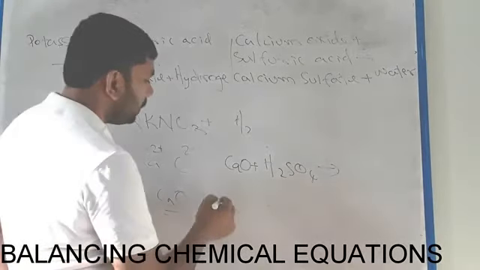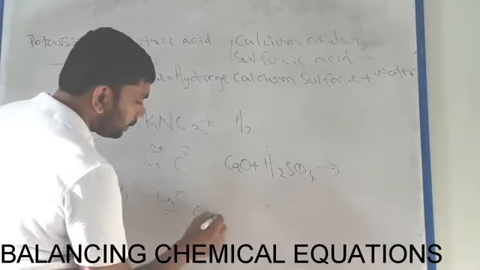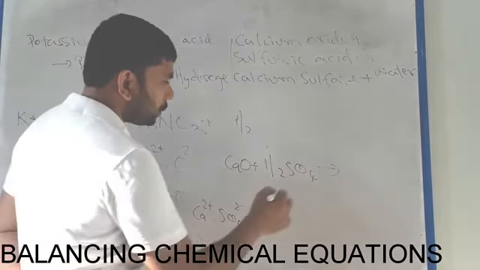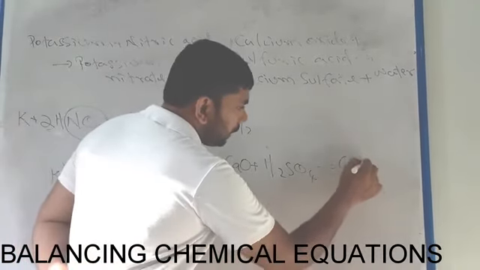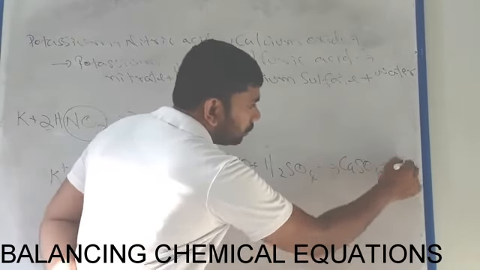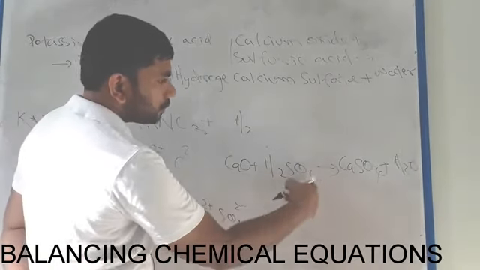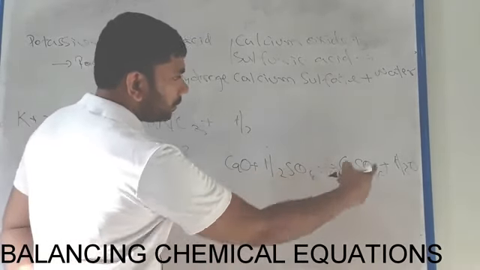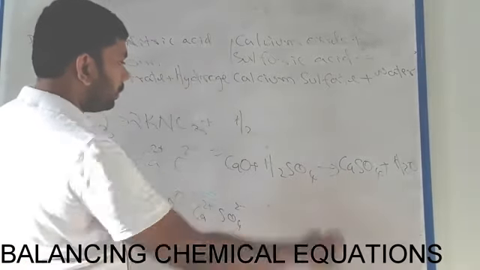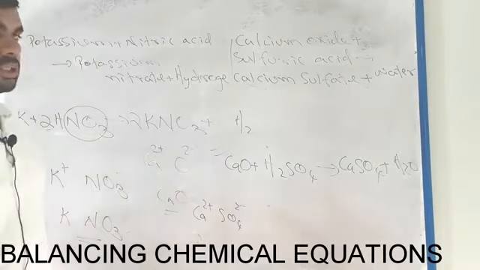Calcium sulfate, here we did before. Calcium is Ca and SO4, here it is 2 minus, here it is 2 plus. So calcium sulfate CaSO4 plus water H2O. Look here, one calcium, one SO4, 2 hydrogen and 1 oxygen. It is balanced. Okay, so you can balance this type of equation.